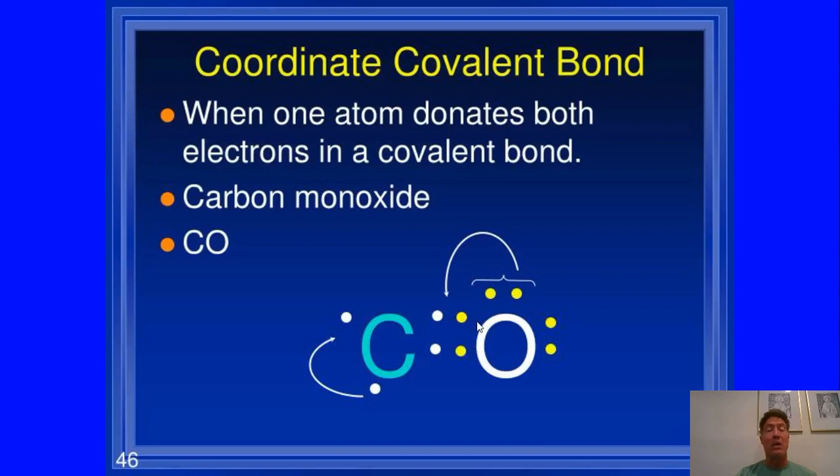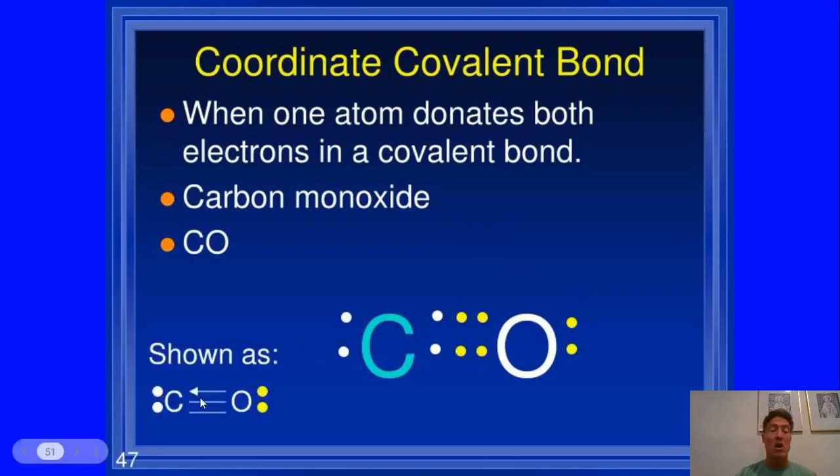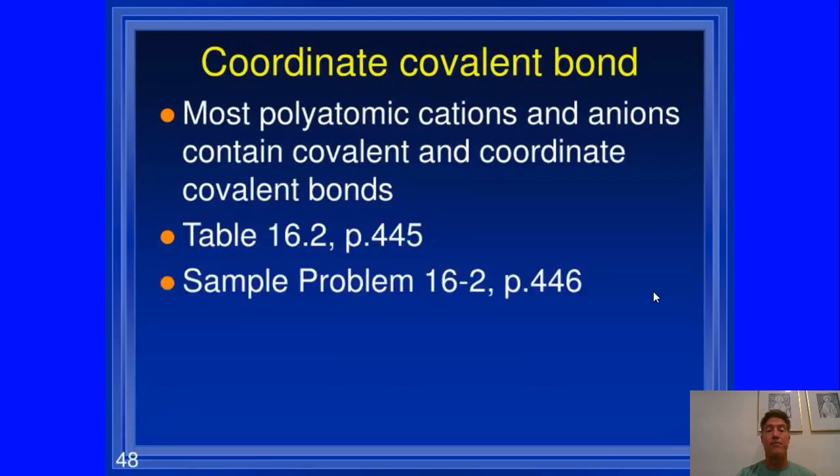When that happens, that's called a coordinate covalent bond because one atom donates both. Usually it's one of each, but in this case, the oxygen is giving up both. And we show that structurally with an arrow, and that just says, hey, this last pair came entirely from the oxygen. And so this is what it looks like. We have a triple bond between the carbon and the oxygen. We have a lone pair on this side, a lone pair on this side. So most polyatomic cations and anions contain covalent and coordinate covalent bonds.